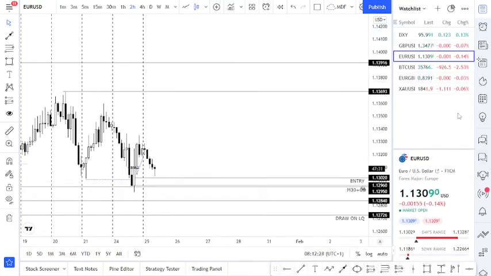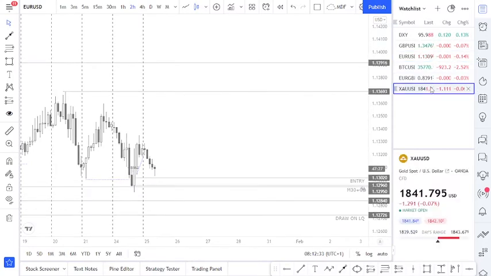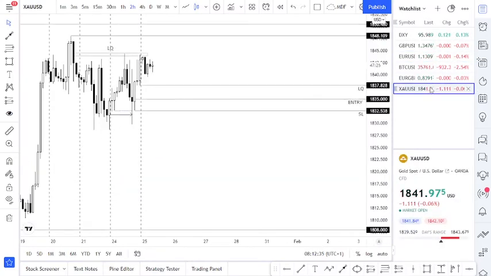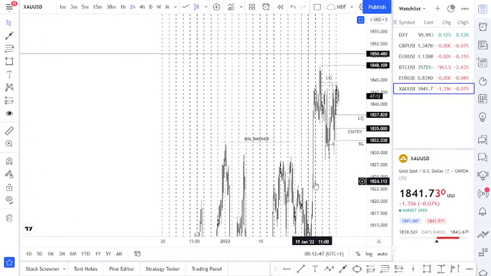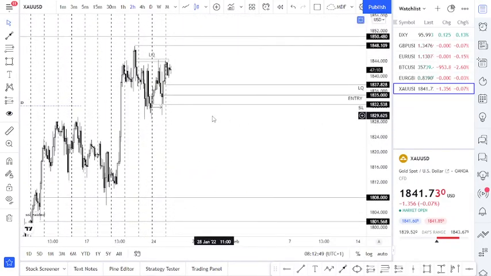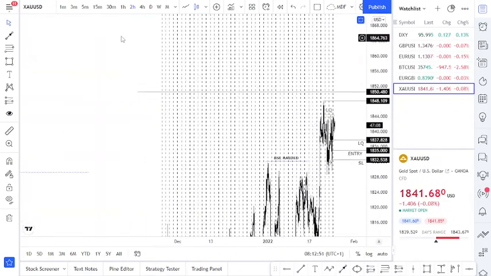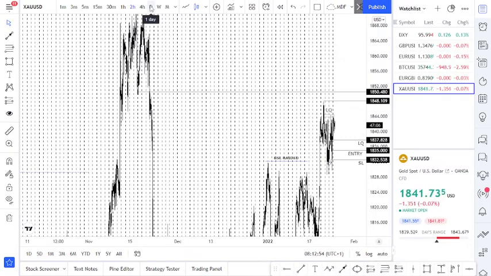Let's look at gold. Just like I've always said to you guys, I'm expecting gold to come back to this region. Let's go to daily time frame.